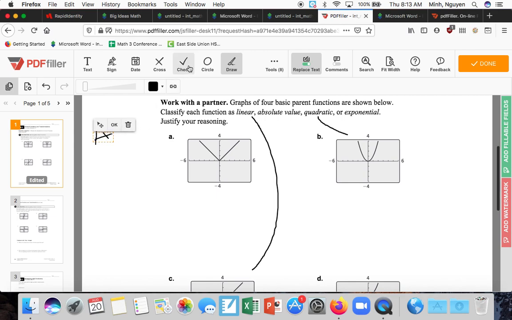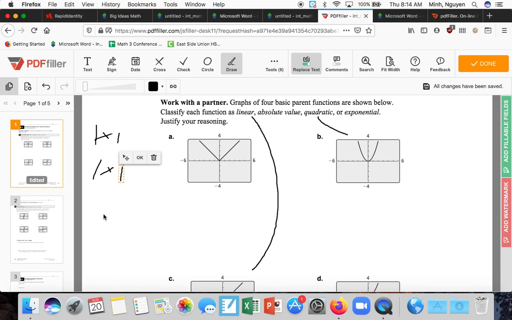Oops, it's kind of ugly. Yeah, whatever. Let me do that again. It's the one with the straight lines. Really ugly, but that one's absolute value.